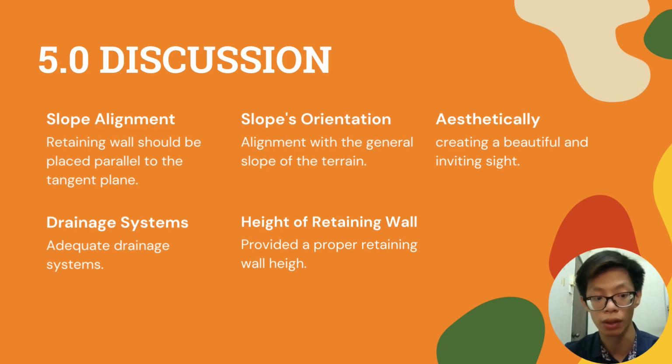while designing the wall. When the retaining wall is aligned with the tangent plane, the lateral force created by the soil is more evenly distributed. This increases the wall's stability and long-term performance by reducing the risk of uneven pressure and sliding along the face.